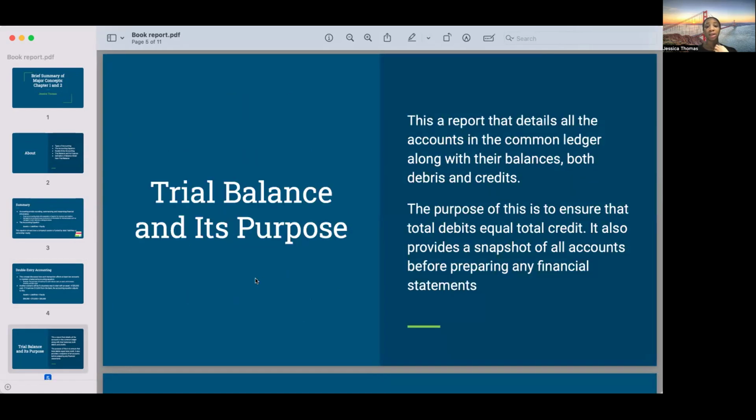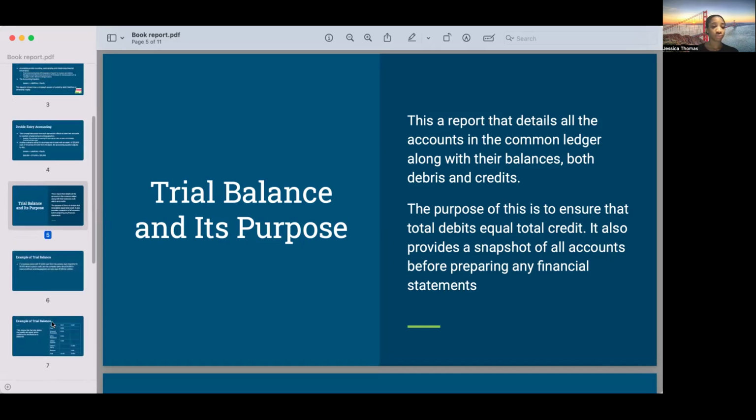So what is trial balance and its purpose? Trial balance is a report that details all the accounts in the general ledger, along with their balances, both debits and credits. The purpose of a trial balance is to ensure that the total debits equal the total credits. It's also a good way to check for errors, and it also provides a snapshot of all accounts before preparing any financial statements.